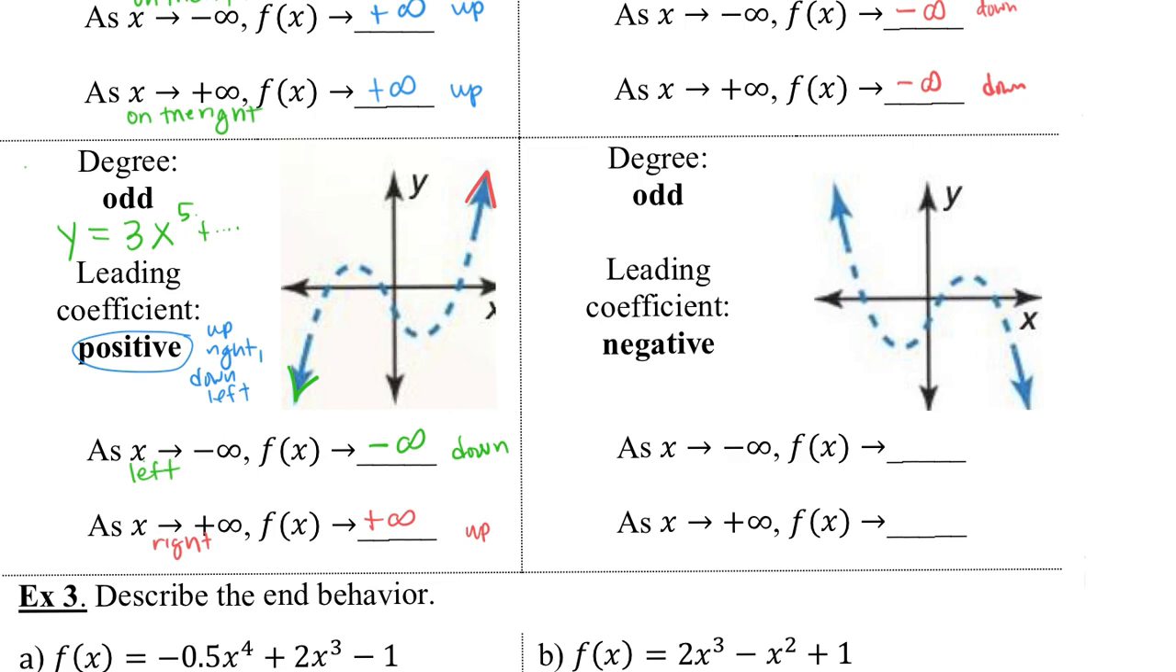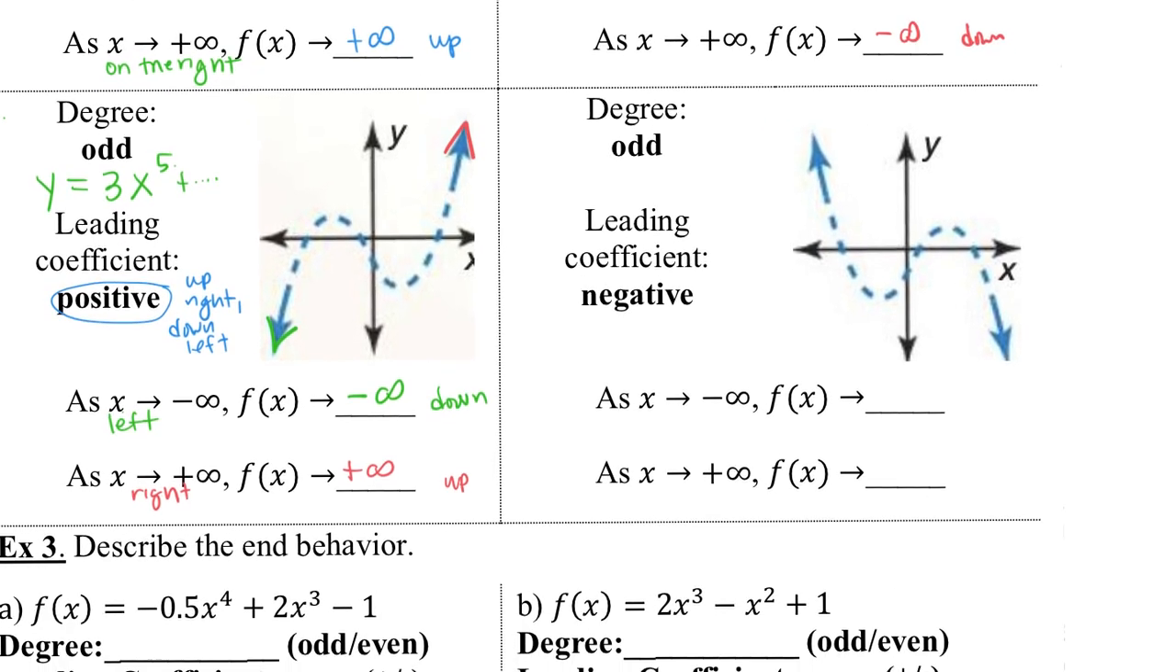Okay, one more rule. Odd means they're not going to match. One up, one down. Okay, the coefficient is negative. So this is something like y equals negative 3x to the 7. Odd, mismatch, negative actually means it's going to go down on the right. Or it has like a negative slope. A line with negative slope starts high, goes down. This is going to be up on the left, down on the right.